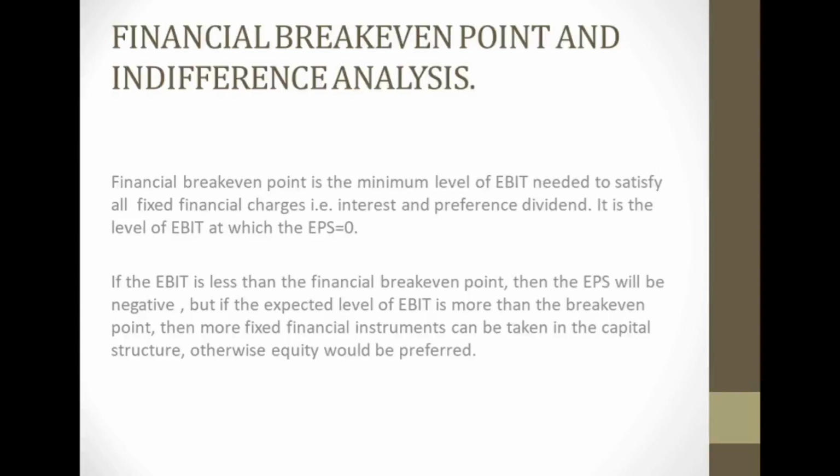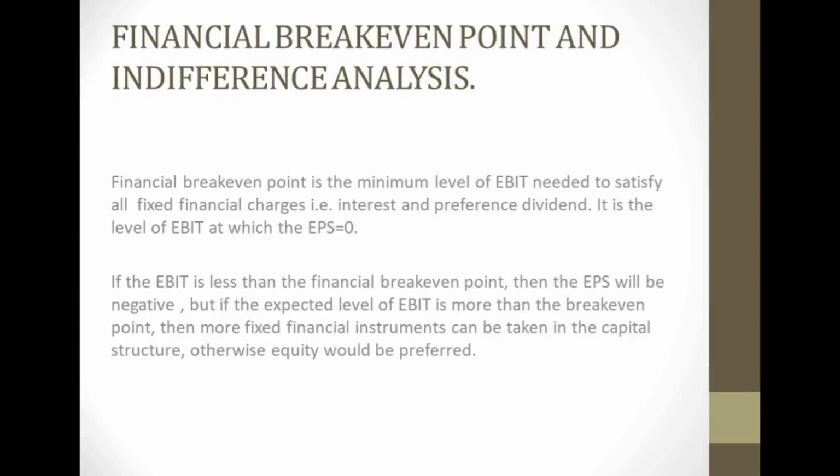Now, it denotes the level of EBIT for which the firm's EPS equals 0. The financial break-even point, as I told you, is the minimum level of EBIT which the company needs in order to pay the fixed financial charges. Obviously the first preference will go to the interest, and the second preference will go to the preference shareholders. So the financial break-even point is the minimum level of EBIT needed to pay only these two things. So basically the EPS is zero; the earnings available to the equity shareholders are going to be zero, isn't it?